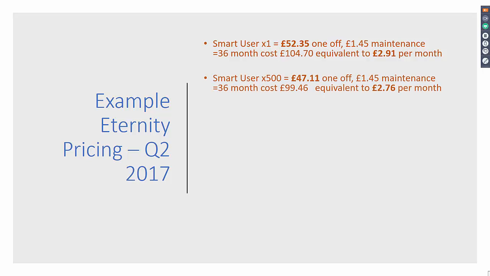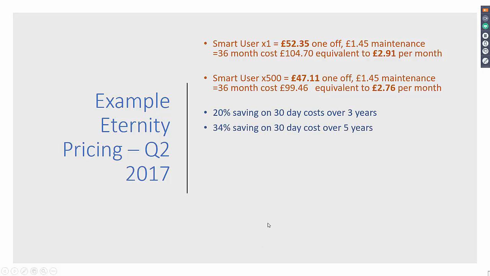If, however, you bulk purchase them, and you can purchase them in advance of selling them, or in arrears of selling them, that price will go down to £47.11. Maintenance charge remains at £145, bringing your cost price down to £99.46 and an equivalent of £276. So there's additional margin for buying in bulk, as you might expect.